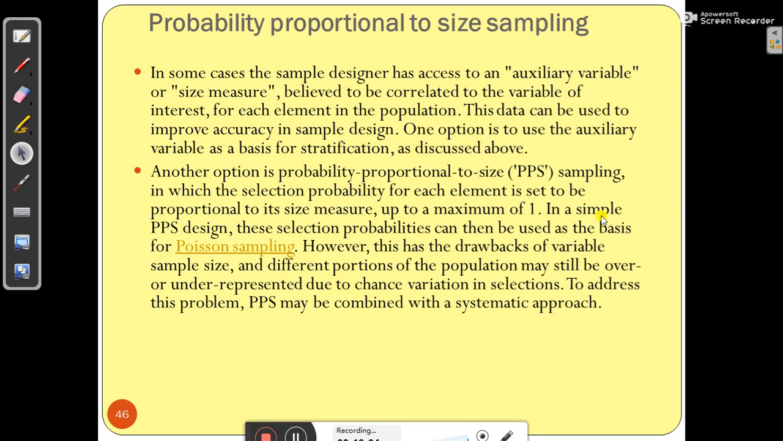In a simple PPS design, these selection probabilities can then be used as the basis of Poisson sampling. However, this has the drawbacks of variable sample size, and different proportions of the population may still be over- or underrepresented due to chance variation in selection. To address this problem, PPS may be combined with a systematic approach.